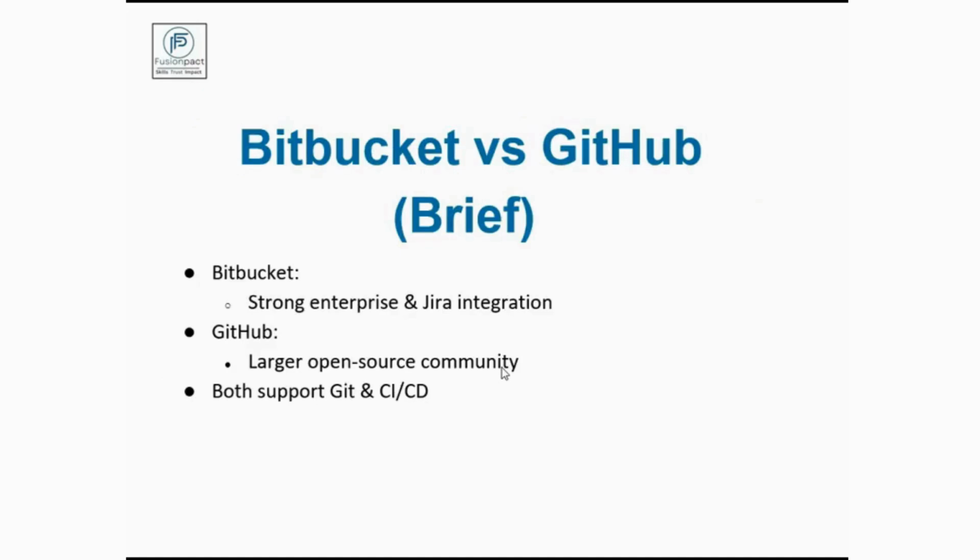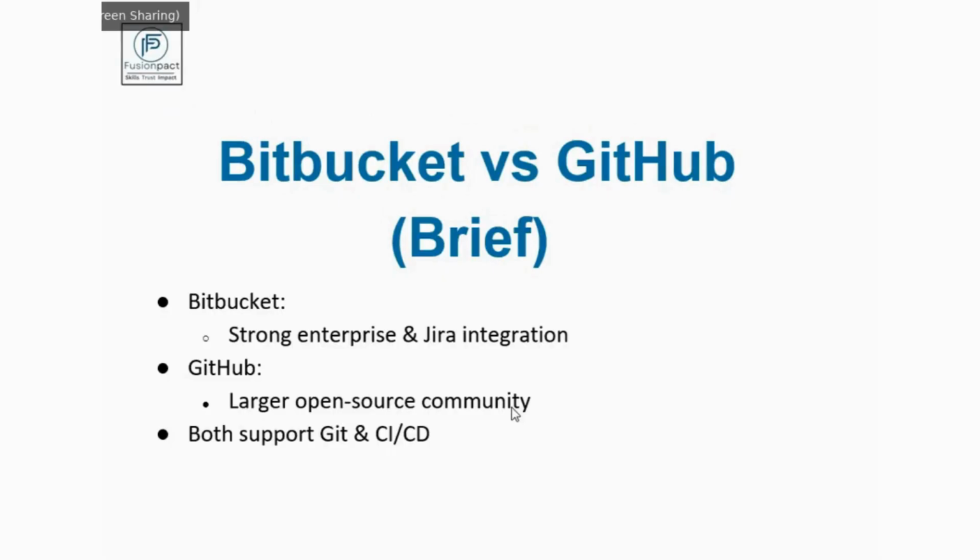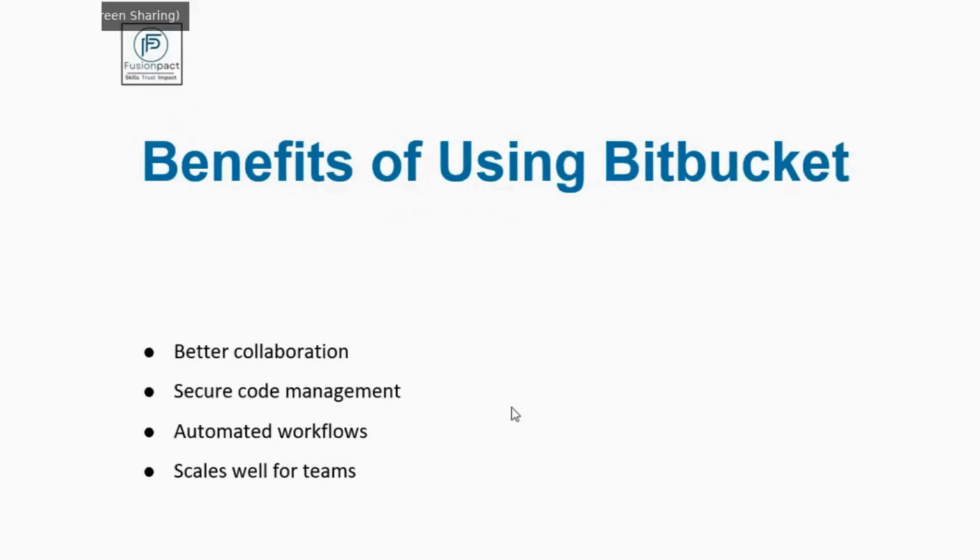The difference between Bitbucket and GitHub is that Bitbucket provides strong enterprise features and Jira integration tools. GitHub is open, built for a large open source community, and both Bitbucket and GitHub provide support for Git and CI/CD.